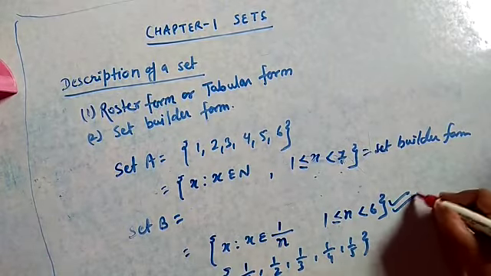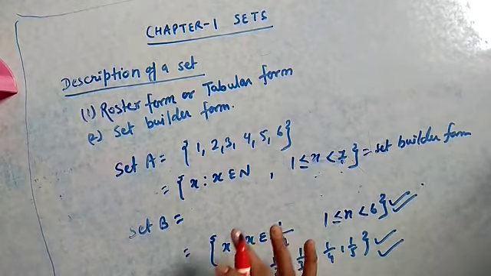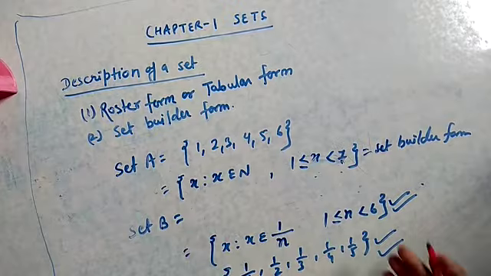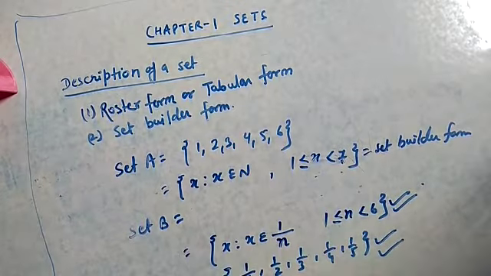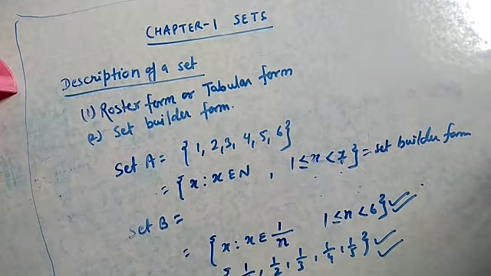So this is set builder form and this is roster form. I hope these all are clear to you. Now in the next video I will explain with lots of examples so that the difference between these two methods of writing the set will become very clear to you all.